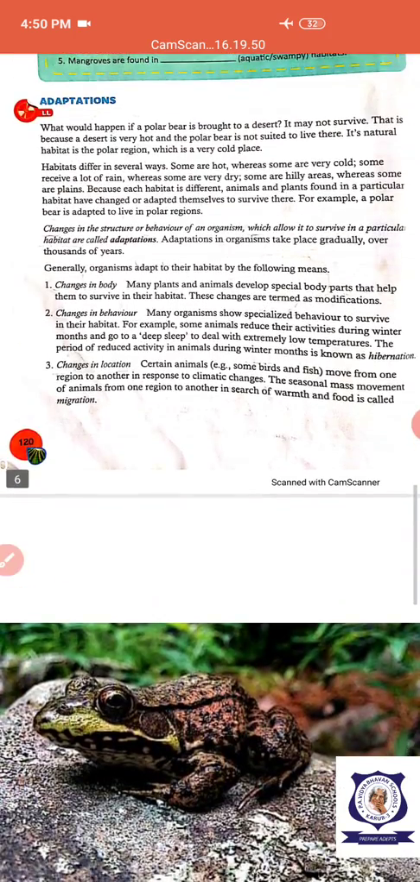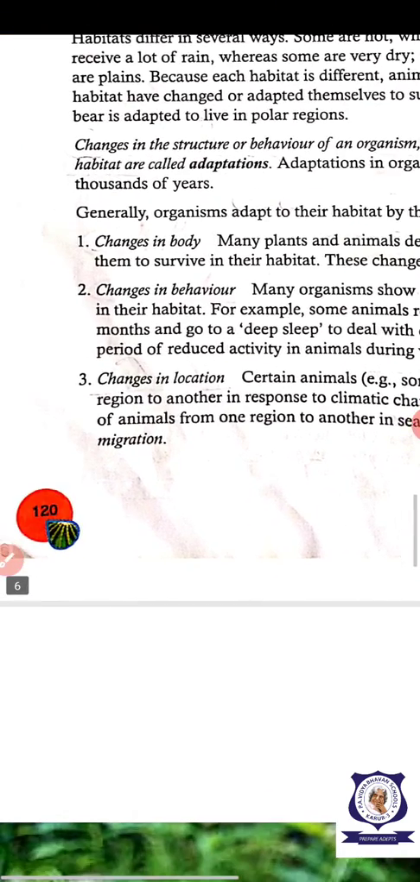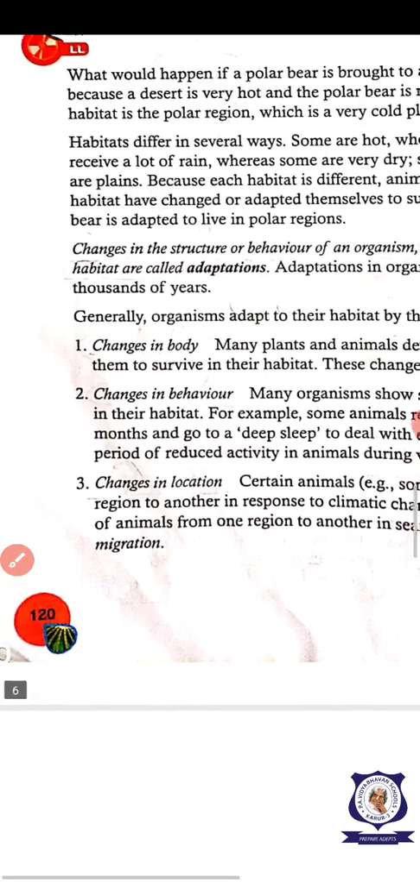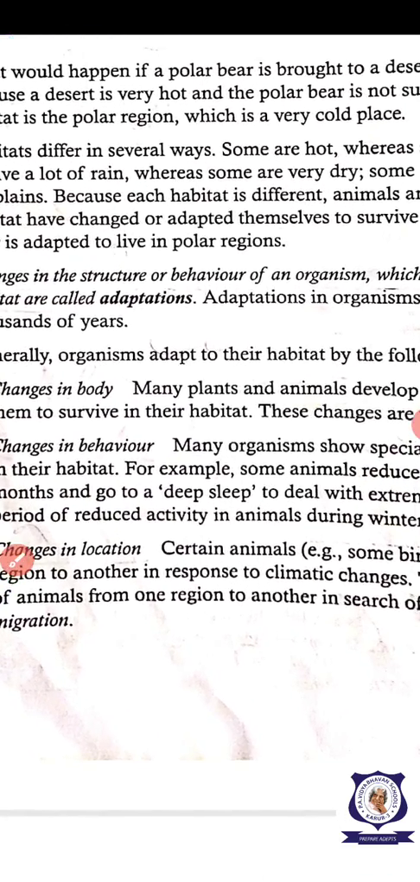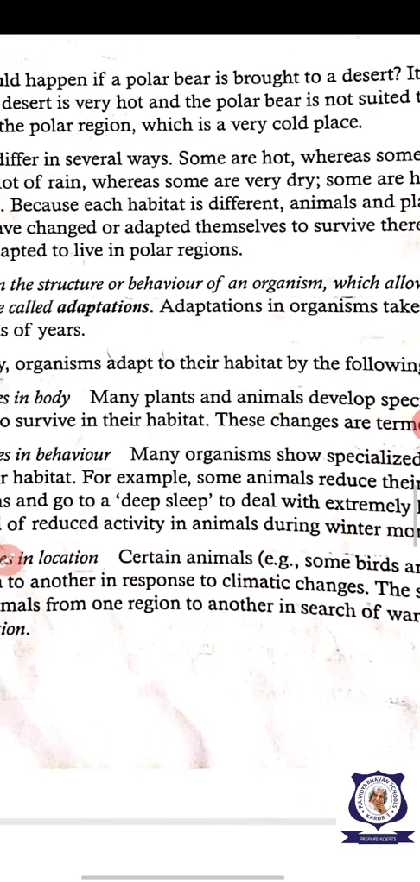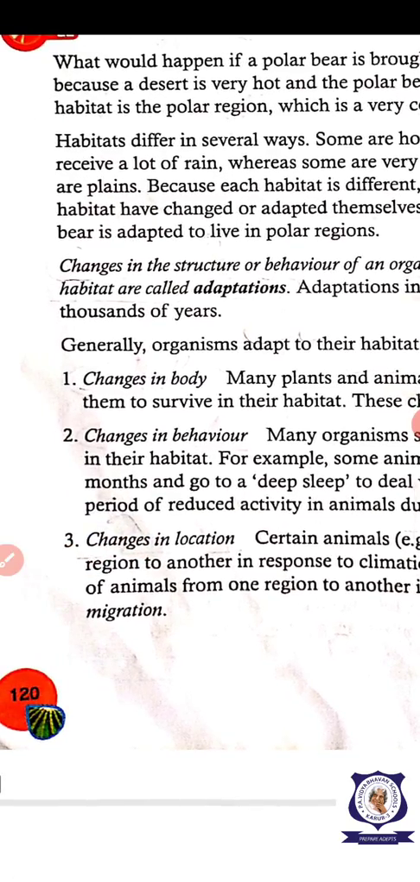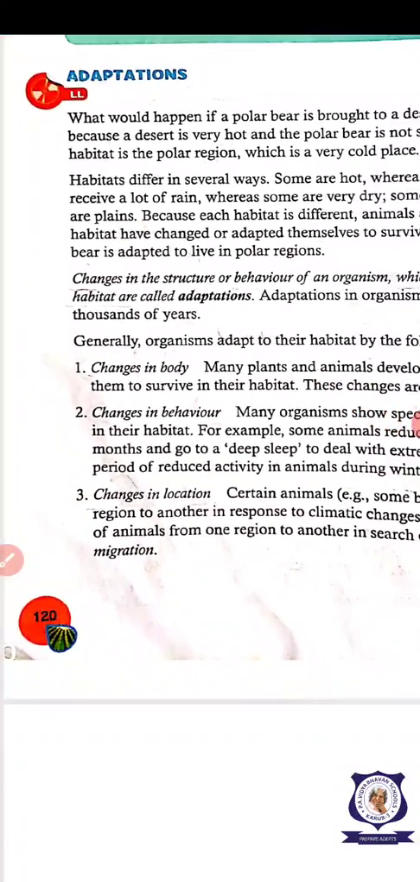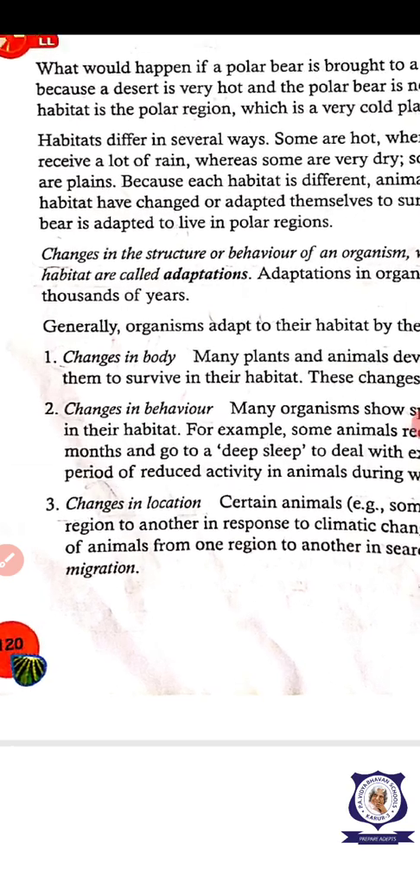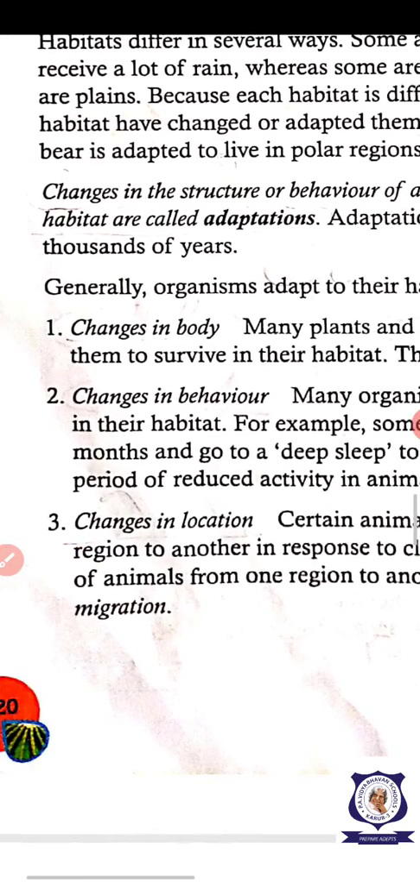Okay, so what are the three adaptations? Change in the body, change in the behavior, change in the location. You say once again: change in the body, change in the behavior, change in the location. What is meant by adaptation? Changes in the structure or behavior of an organism which allow it to survive in a particular habitat. ஒரு பர்டிகுலர் ஹேபிடேட்டில் அதை அடாப்ட் பண்ணிக்கிறதுக்கு அது உடம்புல உண்டாகிற சில மாறுபாடுகள், that is the adaptation, that is the modification.